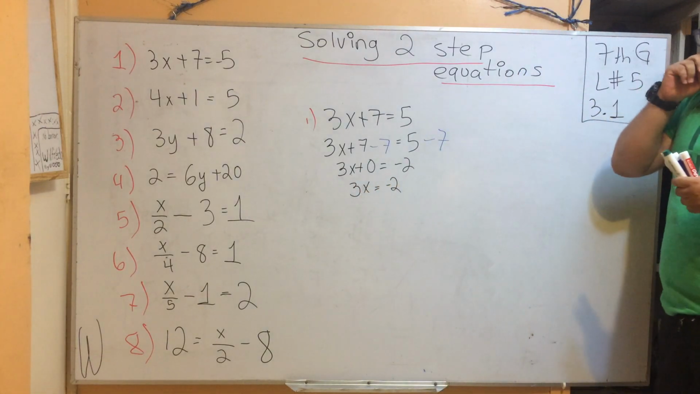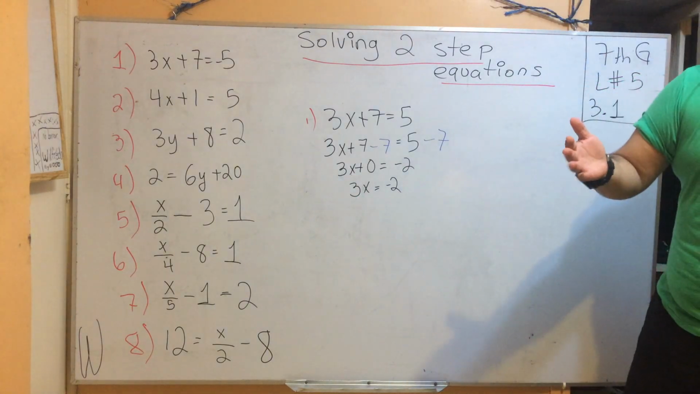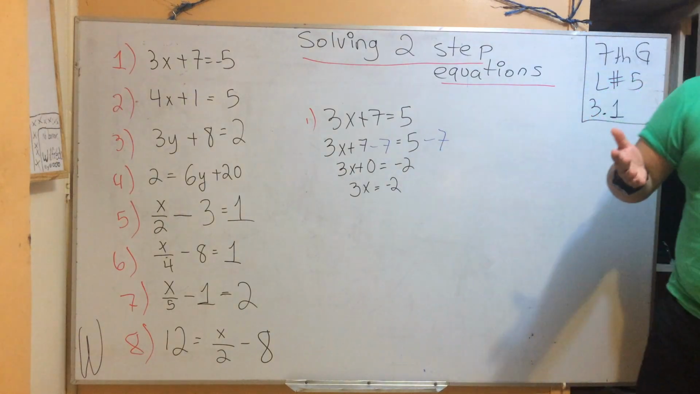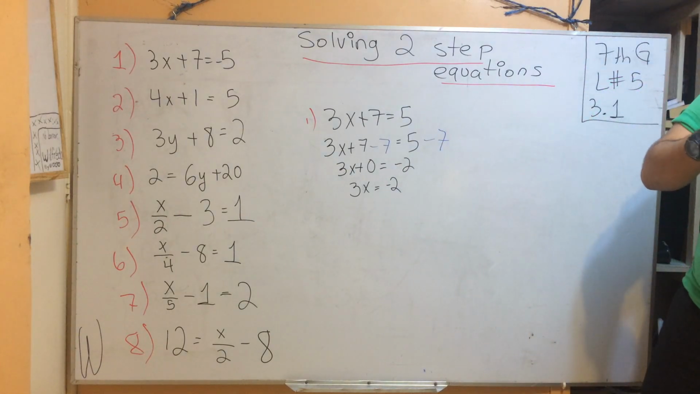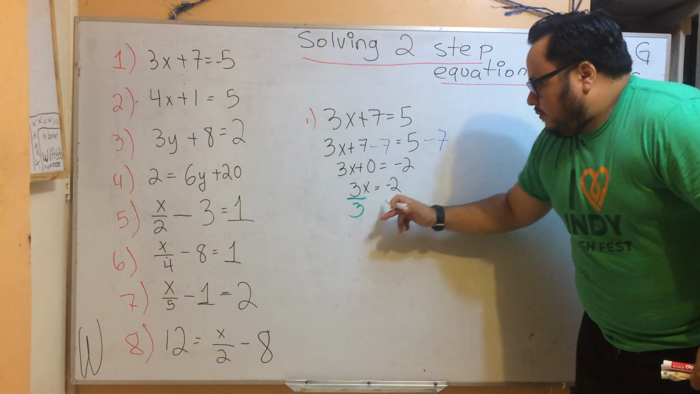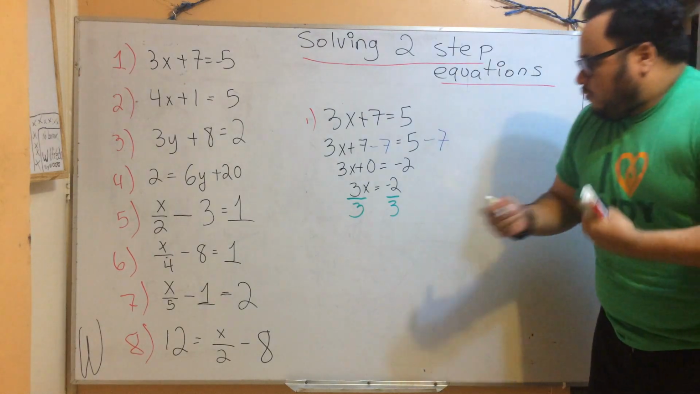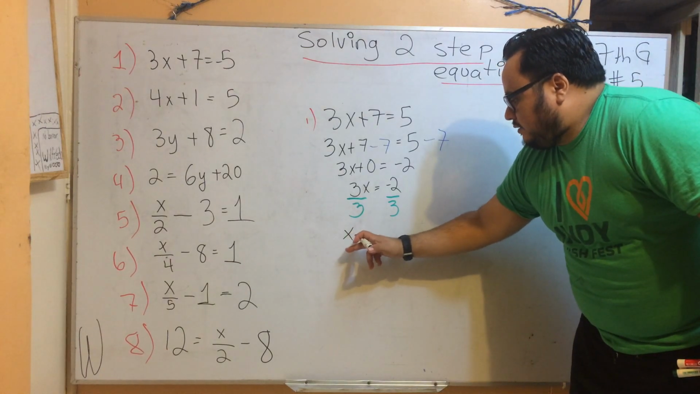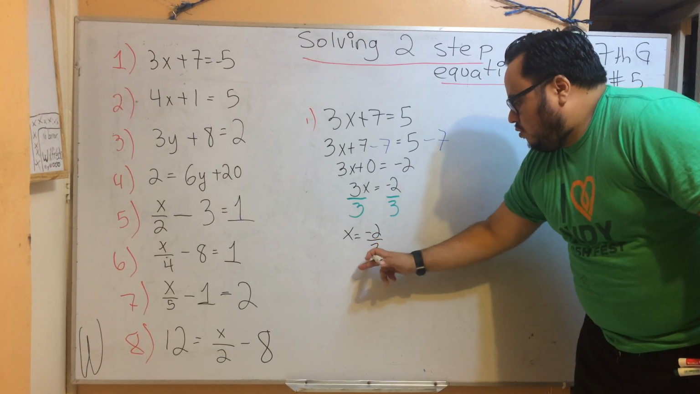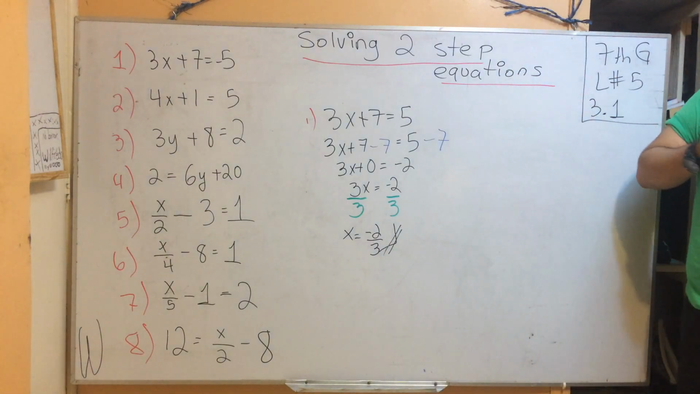Okay, what do we do next? Since this number is multiplying, we need to find a number to eliminate that 3. Okay, this one here. So what do we do? We divide by 3 on both sides. Divided by 3, divided by 3, and then we have x equals minus 2 thirds. Okay, and then we have our answer.